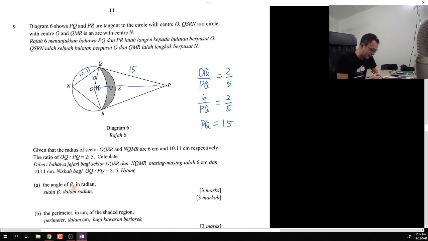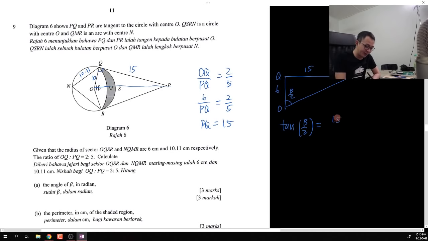Find the angle beta. Basically you can see here you have a right angle triangle, so I'm going to draw out the right angle triangle. I'm going to call this one QPO. This angle will be beta over 2 because it is half of beta, but don't be confused by the half angle. So I can use tangent: beta over 2 is basically 15 over 6. Then I can get my beta over 2 here.